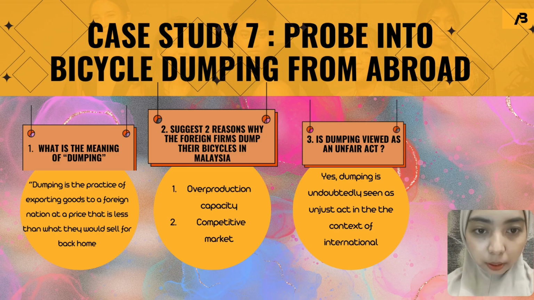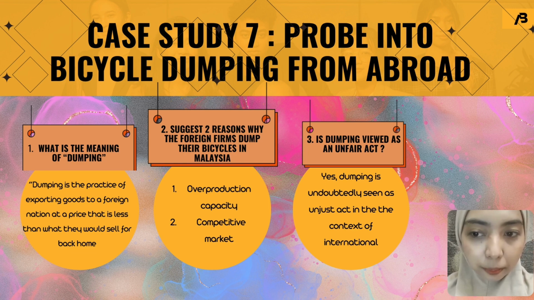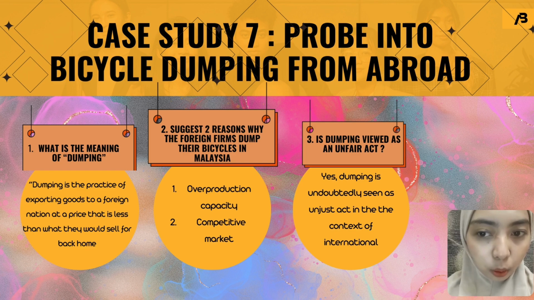Case study 7. Pop into bicycle dumping from abroad. Question number 1. What is the meaning of dumping? Dumping is the practice of exporting goods to a foreign nation at a price that is less than what they would sell for back home. This is frequently regarded as an unfair trade practice in the context of international trade and can have detrimental effects on the importing nation's domestic sectors.